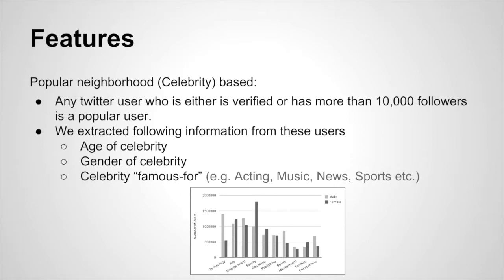Once we had their names, we tried to extract information using Wikipedia. The information was which year they were born and the he, she, his, her references. So we found the age and gender of the celebrity using this information, and we also used Freebase for finding out the area in which the celebrity is famous for, for example, acting.